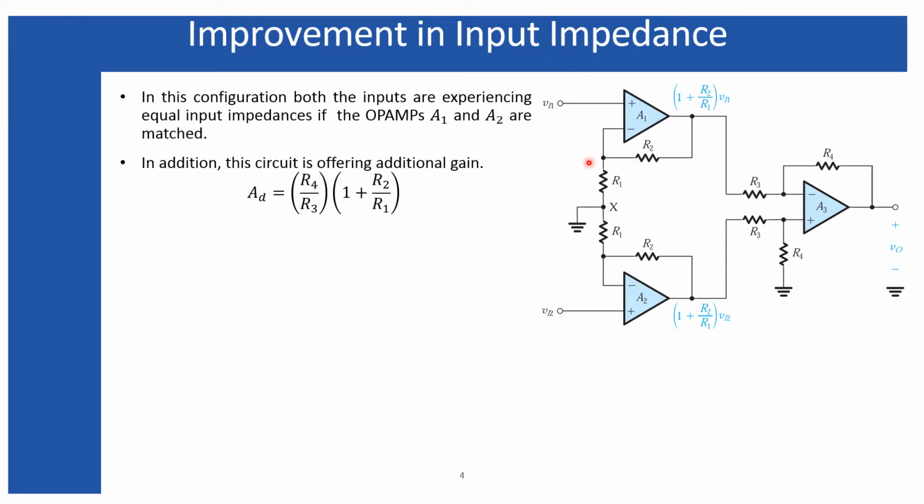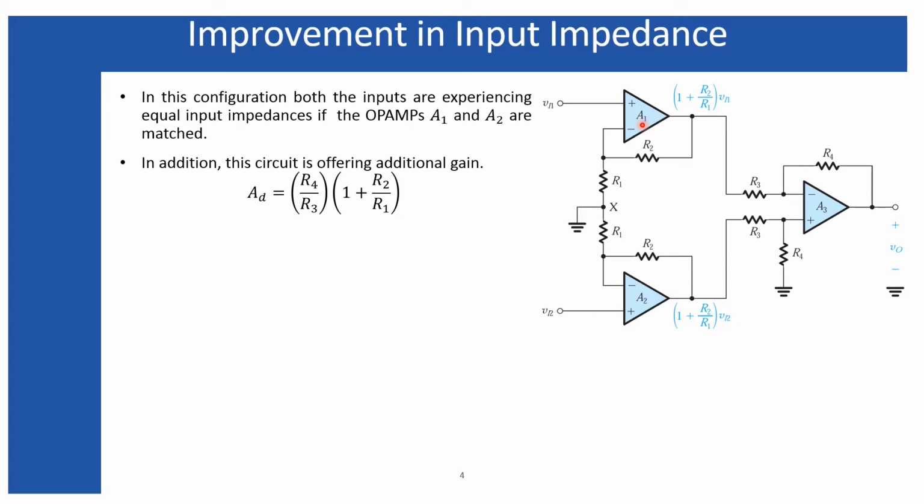The major advantage that we can have using these two operational amplifiers is the input impedance. Unlike the previous circuit where the inputs were directly applied at this terminal and this terminal, therefore the input signals were suffering from different input impedances. Here the signals are applied directly to the non-inverting terminal of the operational amplifier, and the input impedance this signal and this signal are experiencing is the infinite input impedance of the operational amplifier, if the operational amplifier is assumed to be ideal.